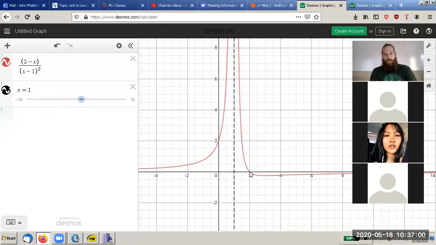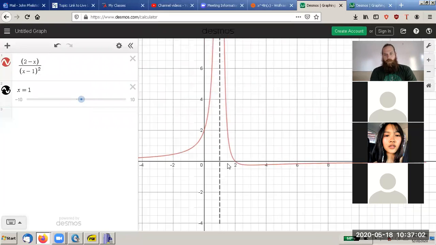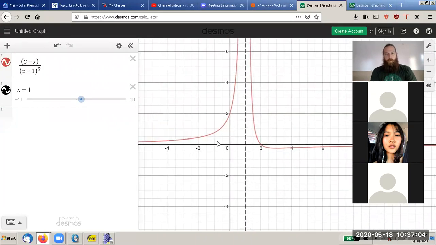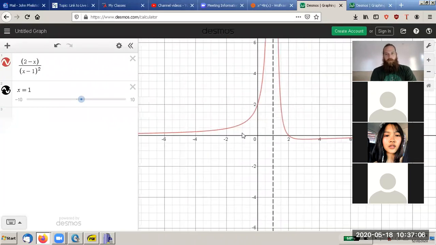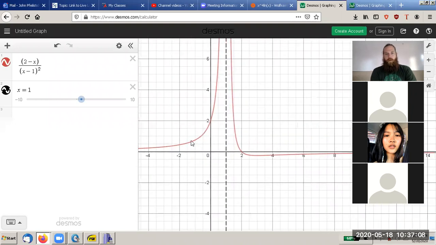At x equals 2, we cross the x-axis, and we dip down for a little bit, but then we come back up. And over here, we always stay positive, and we just settle down on the x-axis. In particular, as I walk along this graph, getting my x values closer and closer to 1, my y values blow up to plus infinity on both sides.